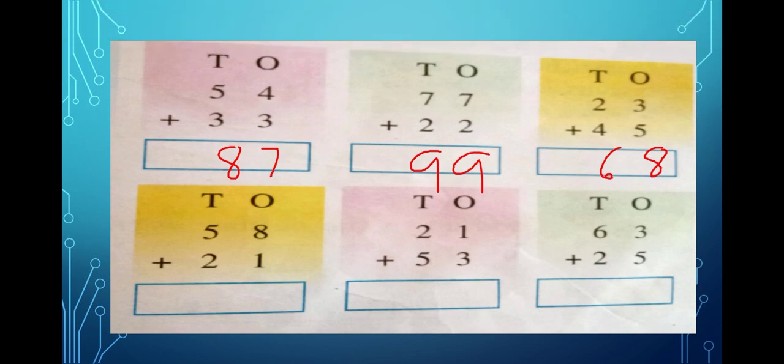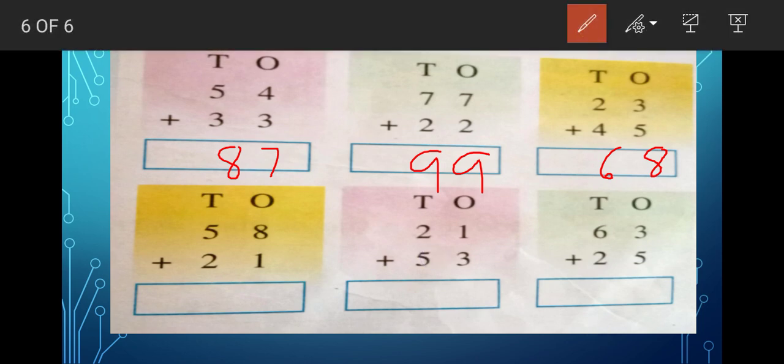Alright, once more, here 58. 58 means 5 tens and 8 ones plus 2 tens and 1 ones. Add and write the answer here. This one is 2 tens and 1 ones plus 5 tens and 3 ones. Okay. The last question is 6 tens and 3 ones is 63 plus 2 tens and 5 ones is 25. So you have to add it here.